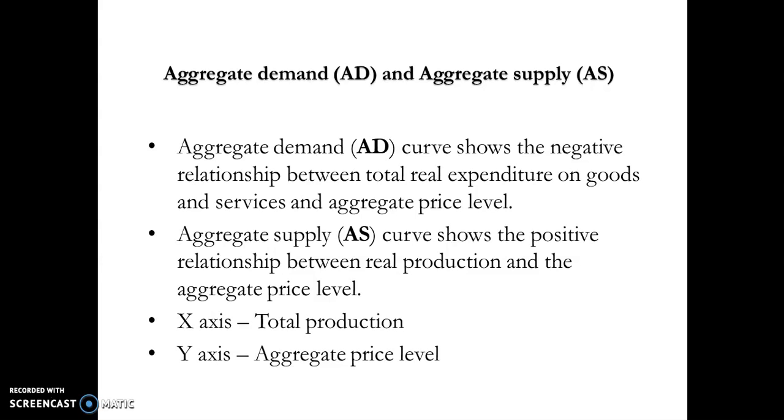So when we plot the curve, you will have on your x-axis or your horizontal axis total production, and on your vertical axis, your y-axis, you will have the aggregate price level.